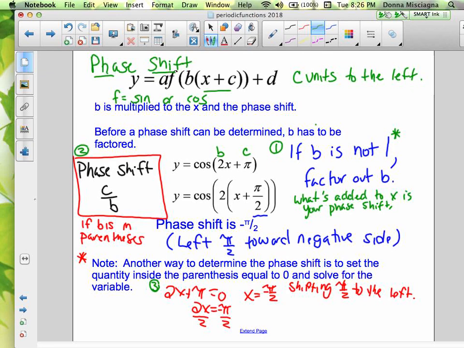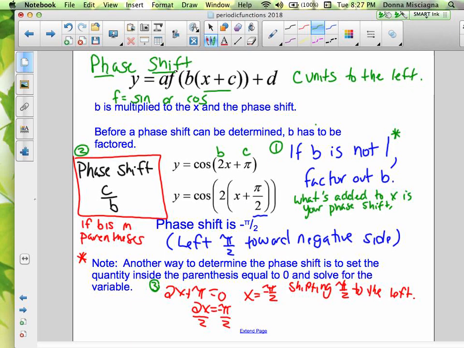So we have y equals cosine 2x plus pi. If I factor the 2 out, I'm going to divide everything by 2. So we're going to divide 2x by 2, and we're going to divide pi by 2. So pi divided by 2 would be pi halves. So our phase shift, you can either write it as negative pi halves or left pi halves units. Either is fine. We can see it right there by just identifying what's added to x. And if it's positive, we know it should be a negative value, it means left. And if it's negative, it's a positive value, it means right.